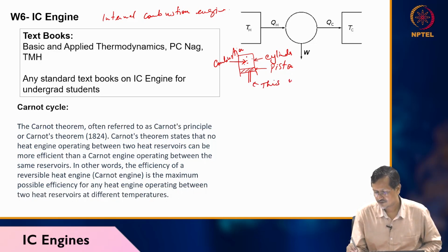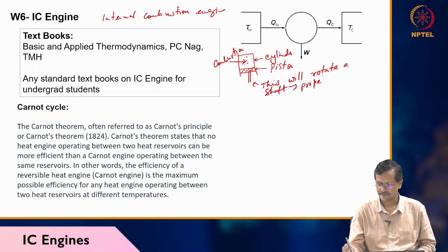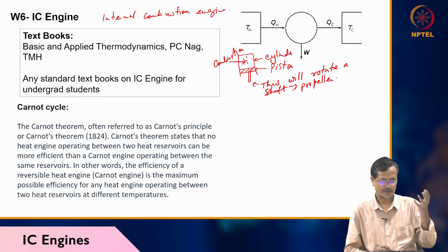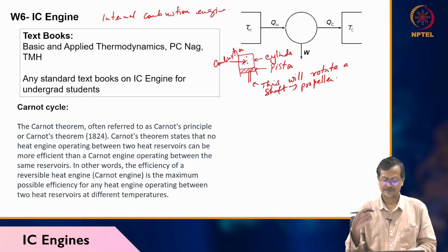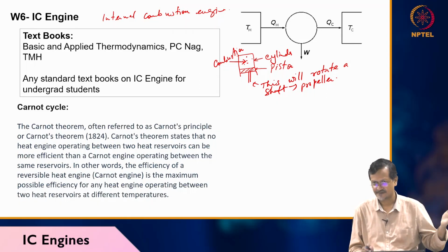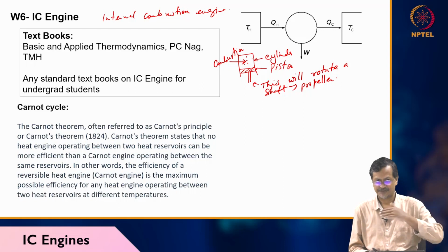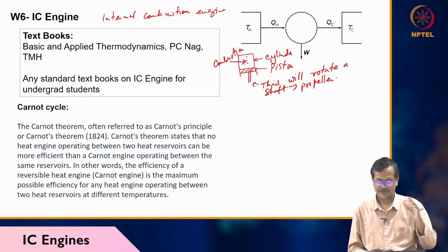This will rotate a shaft, and shaft will be connected to your propeller. So the engine, whatever power it is producing directly, it may not go to your propeller, because your propeller requirement will be different, your engine power production will be different. Sometime your ship is moving at very high speed, sometime it will be standing. So you need different amount of power.